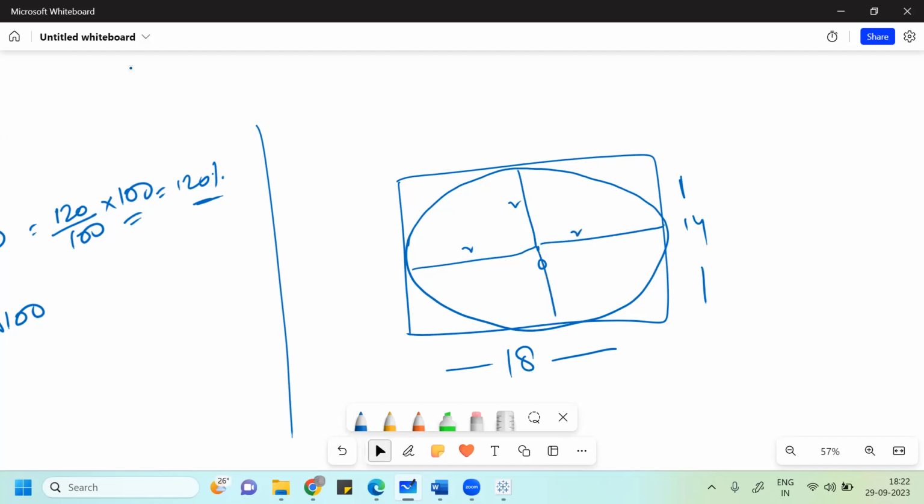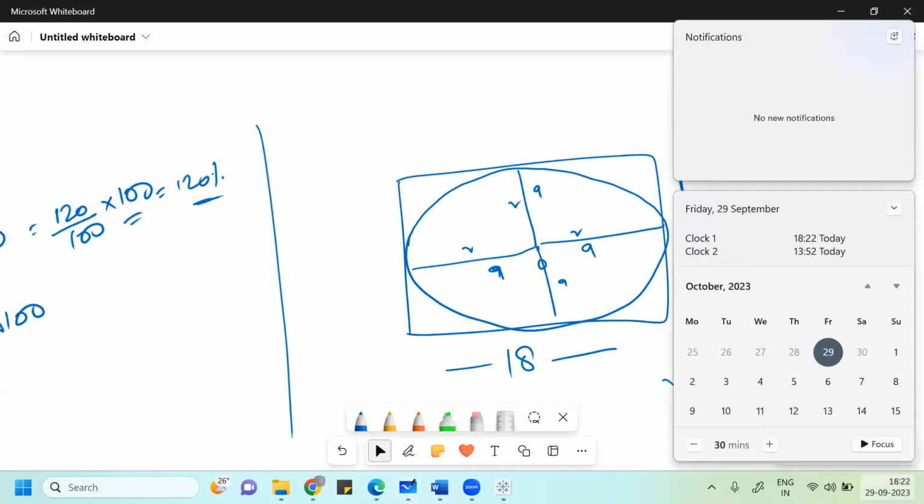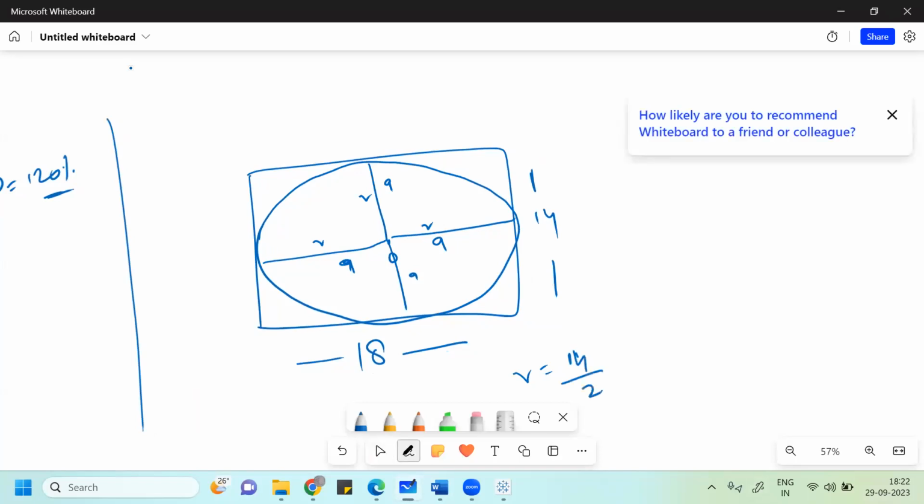Here, guys, please understand, your radius cannot be 18 by 2, means 9 cannot be your radius, because if this becomes 9, then this will also be 9. This is not possible because the total is 14. So what would be your radius? The maximum radius of the circle will be 14 by 2. The maximum diameter possible for the circle would be 14, so the maximum radius possible would be 7 centimeter.